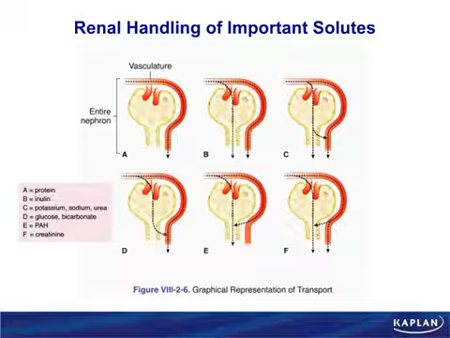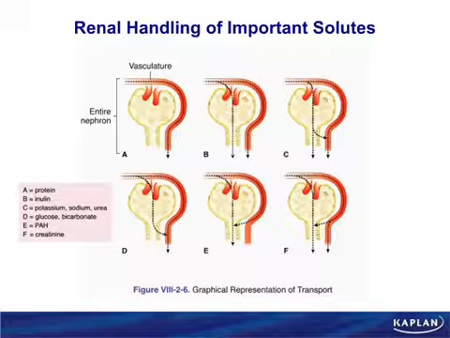C would also be glucose in a poorly controlled diabetic. It's reabsorbed, but you're past transport maximum, so it's not completely reabsorbed. It is reabsorbed and it is excreted. So C would be a poorly controlled diabetic as well. D would be something that is completely reabsorbed like glucose in a non-diabetic. Notice it's completely reabsorbed. There's nothing excreted. The excretion rate here is 0.